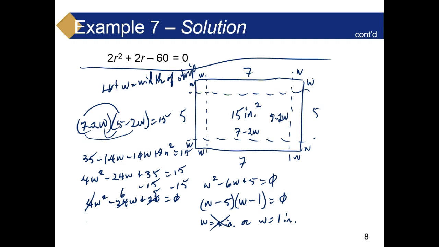You cut 1 inch off of each end of a 7-inch and you get 5. And cut 1 inch off of each end of a 5-inch and you get 3. Guess what that gives you? 15 square inches. That looks like it will work. So we found the W, we checked it, it works. A 5-inch border will not work, you don't have enough picture there. So you have a border of 1 inch.